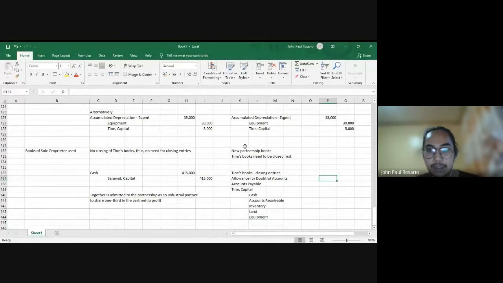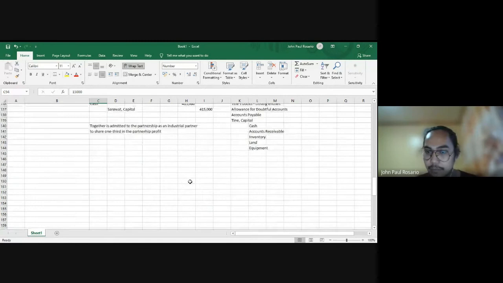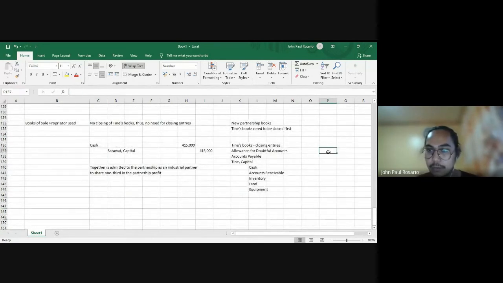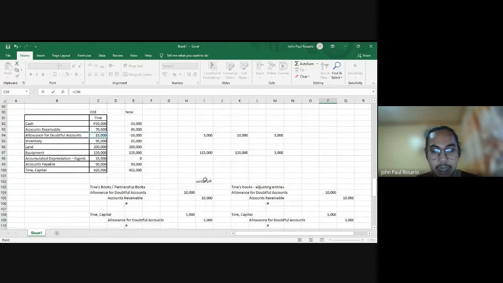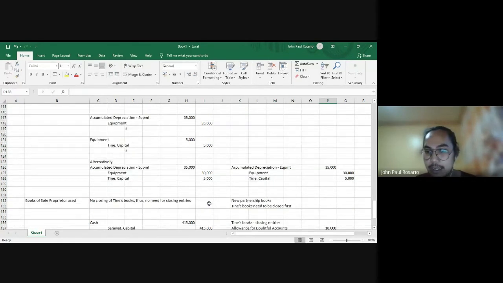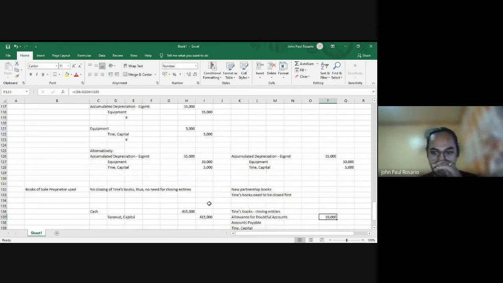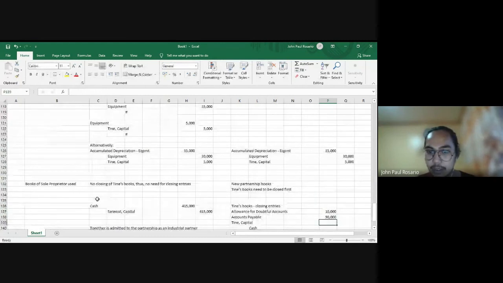So let's check pila itong allowance for doubtful accounts ni Ryan. It's 15,000 beginning and then nakuhaan ng 10,000, tama? And then nadungagan ng 5,000. So the new balance is 10,000 as agreed. Accounts payable, same at 90,000. Time capital, we don't know yet.